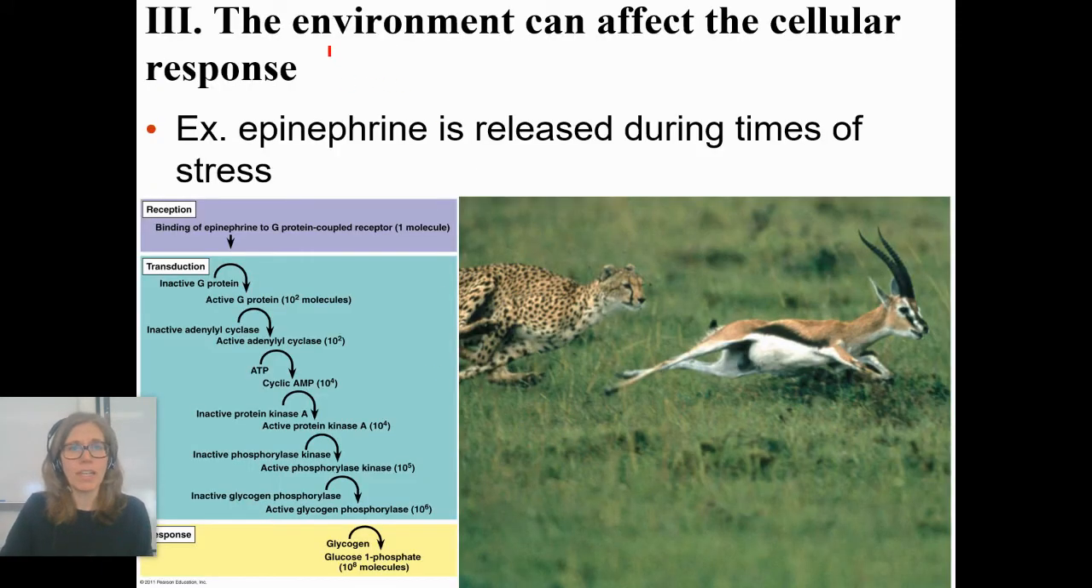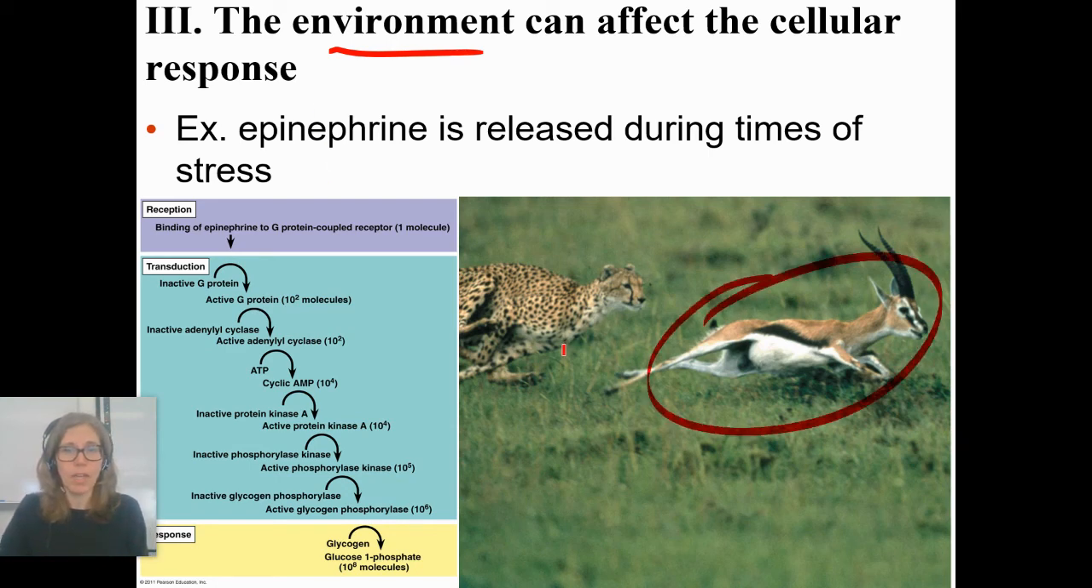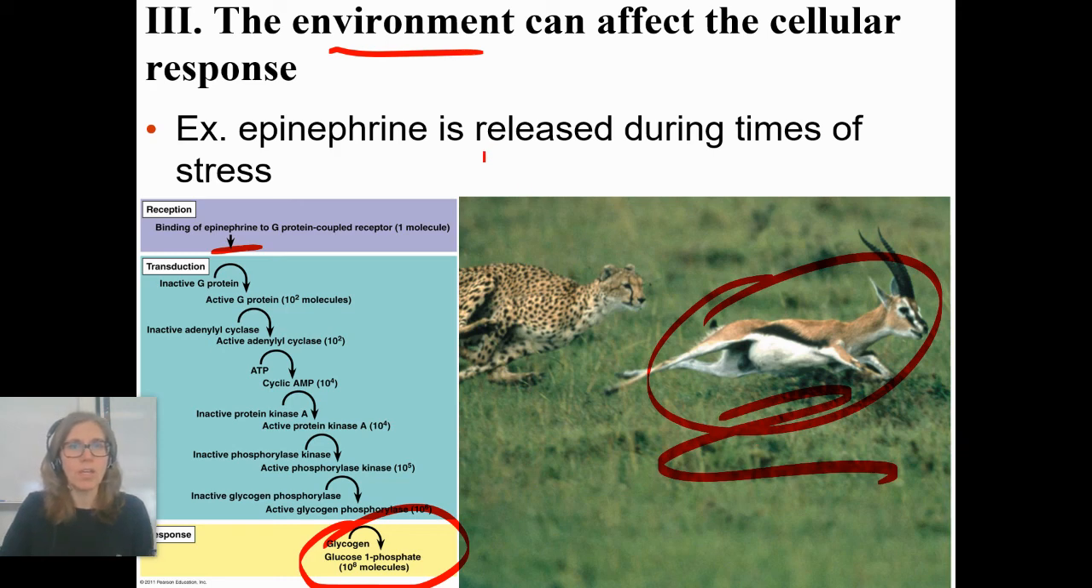Okay, this is the idea that the environment can affect the cellular response. So for example, as soon as this antelope starts getting chased, it's going to be releasing epinephrine. In fact, it'll probably start releasing it as soon as it glimpses the cheetah, right? And the epinephrine is going to cause it to, among other things, break down glycogen so it has more energy for its run. So it has more glucose, and then the mitochondria can take the glucose in, break it down, and make a lot of ATP, and that'll be necessary to get away from the cheetah. So that's an environment, right? That's the cheetah. As soon as the antelope sees the cheetah, it's going to release the epinephrine. So that's the environment telling the cells what to do.